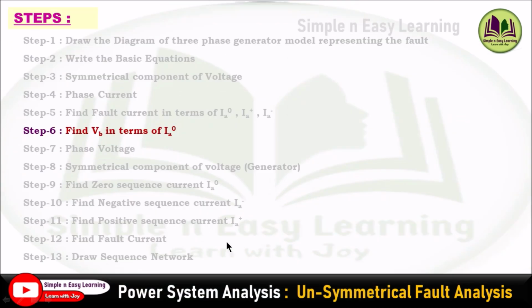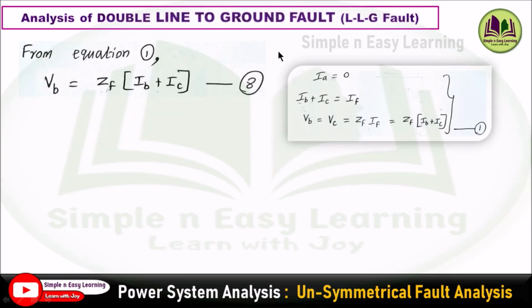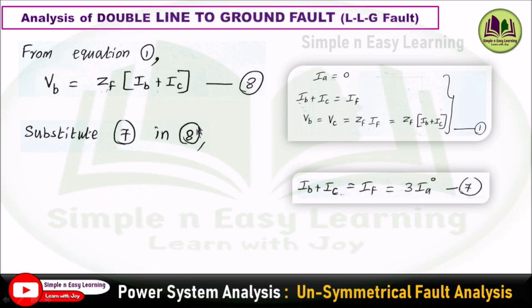Now step 6, find the B phase voltage in terms of zero sequence current IA naught. For that we consider the first equation, and in the first equation VB equal to ZF into IB plus IC. Consider that as the 8th equation, and now we are going to substitute the 7th equation in this 8th equation. In the 7th equation we found IB plus IC equal to 3 into IA naught. So substitute that, you will be getting VB equal to 3 into ZF and IA naught. So this is your 9th equation.